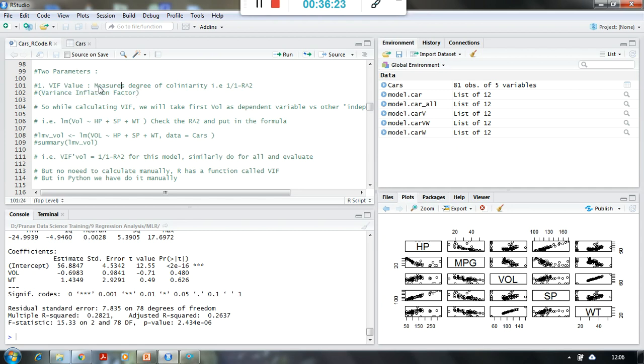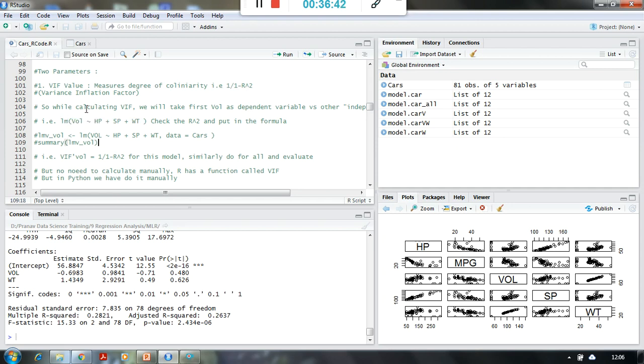It actually measures the degree of collinearity between the two variables. And the formula for that is 1 by 1 minus R square. Now this R square is going to be from these models.